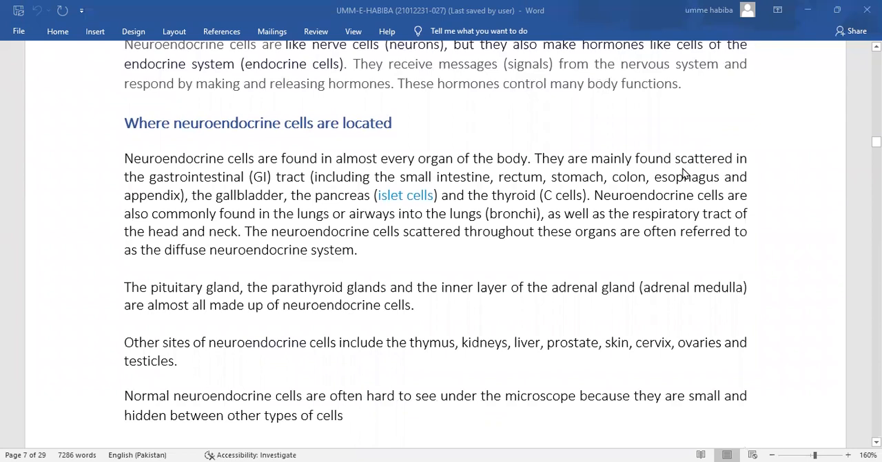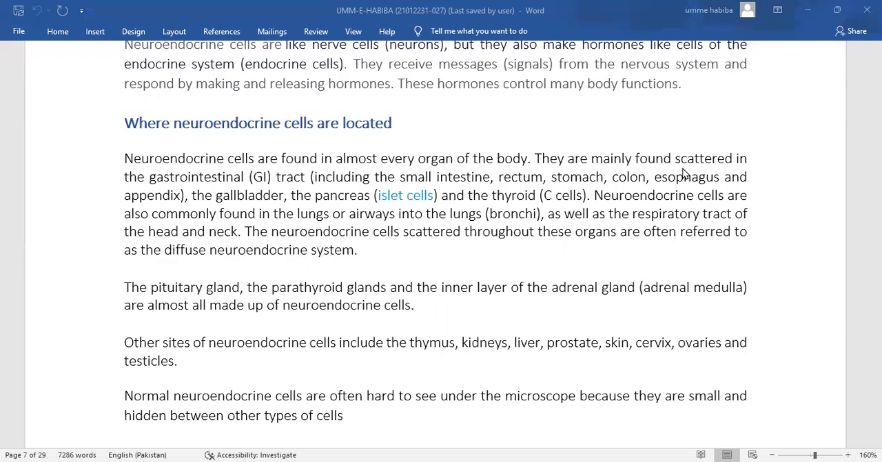Where are neuroendocrine cells located? Neuroendocrine cells are found in almost every organ of our body. They are mainly found scattered in our gastrointestinal tract, which includes the small intestine, rectum, stomach, colon, esophagus, and appendix, the gallbladder, and the pancreas, where they are often known as islet cells, and the thyroid C cells.